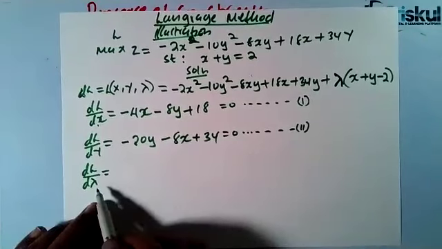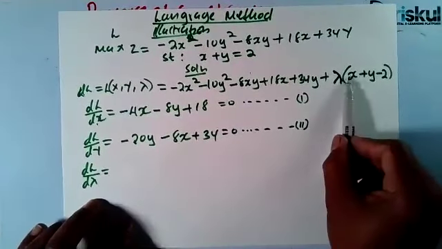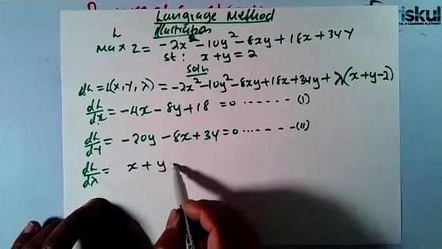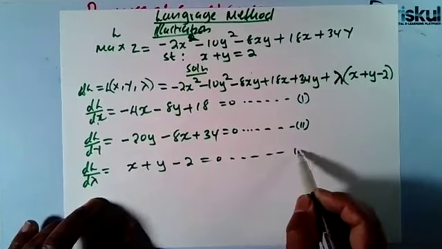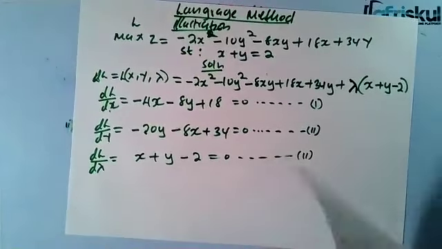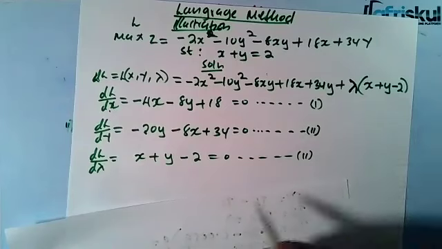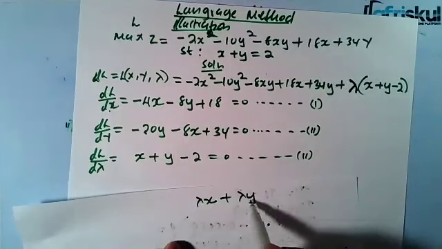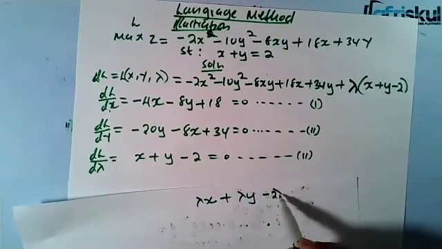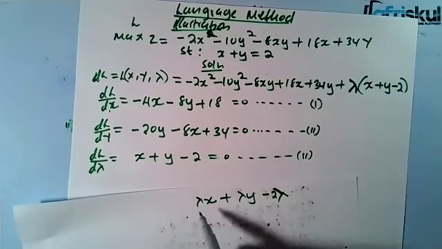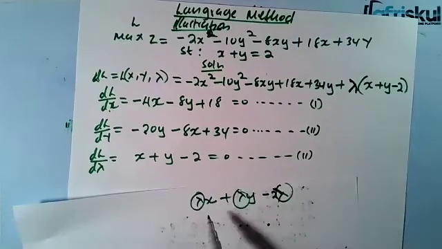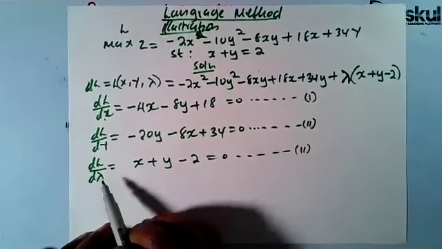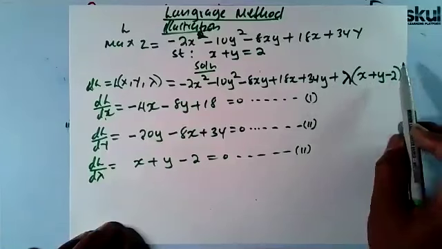Now if you differentiate in respect of lambda, only the remaining terms are left. So you say it's x plus y minus 2 is equals to 0. It remains the same. This is what I mean: if you open the bracket here, it will be lambda x plus lambda y minus 2 lambda. So we differentiate in respect of that. You see, it remains x plus y minus 2. So if you differentiate in respect of lambda, it doesn't change, it remains the same.